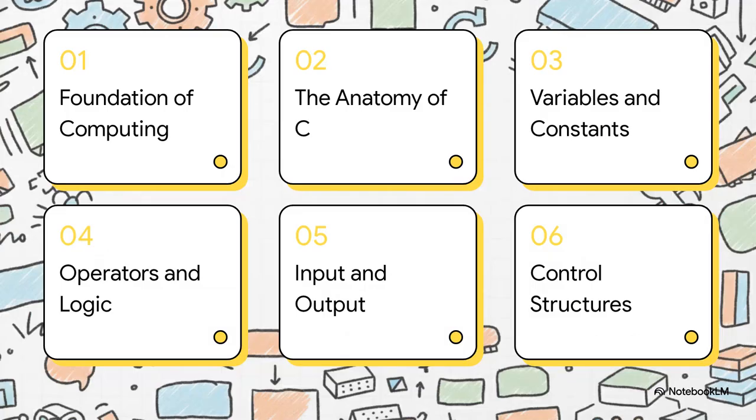Here's our roadmap for the course today. We'll start with the foundation of modern computing, move into the anatomy of C, cover data variables and constants, explore operators and logic, touch on input and output, and finally wrap up with control structures. Let's get right to it.